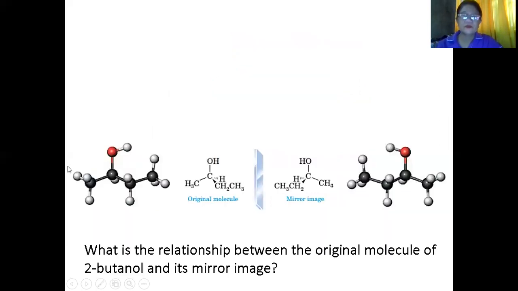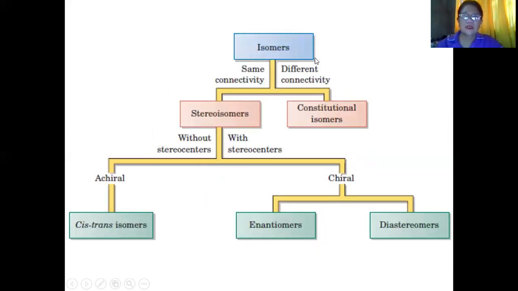Therefore, let us look at what you mean by isomers. As I have said, isomers have the same molecular formula, but they differ in their structure. That is what is meant by isomer. If the isomers have the same connectivity, then they are stereoisomers. But if they differ in connectivity, they are constitutional isomers.